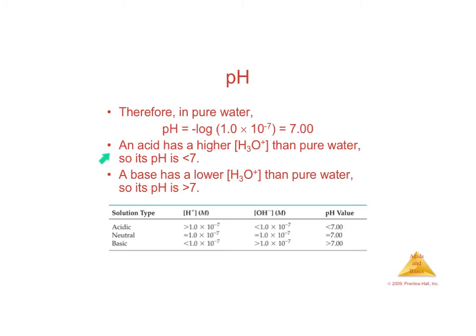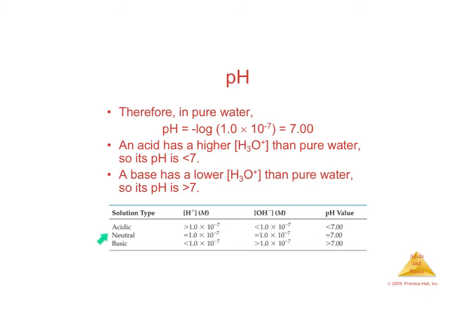So a solution that's acidic, or an acid in water, is going to have a higher hydronium concentration than pure water, and its pH is going to be less than 7. And we see that right here. An acidic solution has a greater concentration than 1 times 10 to the minus 7, and its negative log or pH value is going to be less than 7. For something that's basic, it is going to have a lower hydronium concentration, or you could think of it as a higher hydroxide concentration, and its pH will end up being greater than 7.